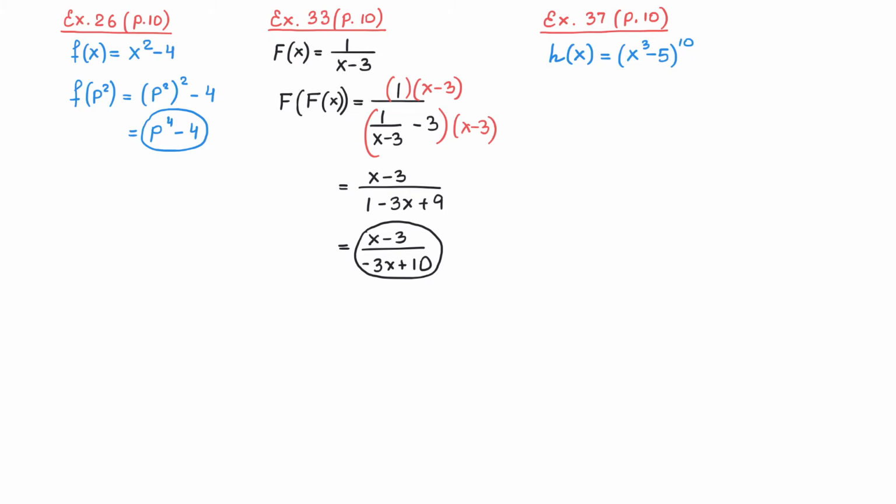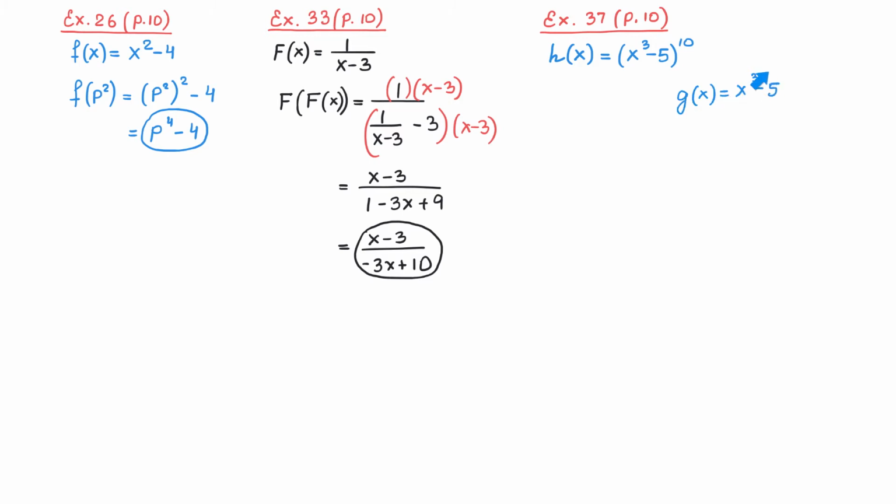First, we need to understand the requirements of this problem. The h function represents the result of the composition of two functions f and g. There are multiple functions whose composition gives us x to the power of 3 minus 5 all to the power of 10. We have to provide just one of these possibilities. One easy solution is the following. We have an expression that is raised to the power of 10. This expression is inside the parentheses, and it can represent the inner function g of x. So g of x will be x to the power of 3 minus 5.